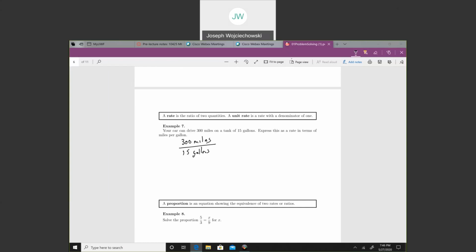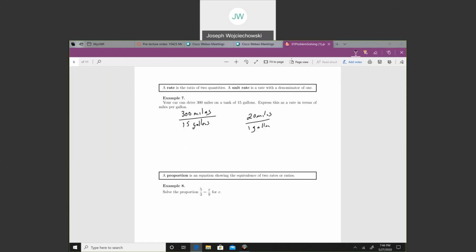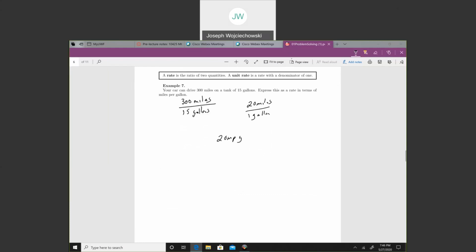Another way you could reduce it, you would get 20 miles per 1 gallon. Both of those are equivalent. Or as you typically see it, 20 miles per gallon. That's how that comes about, in case you didn't know that.